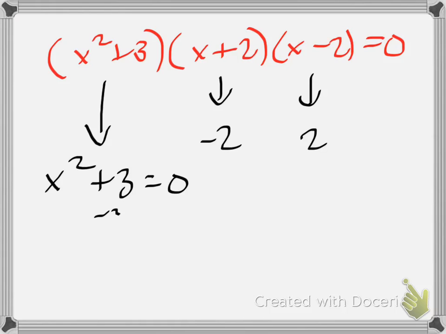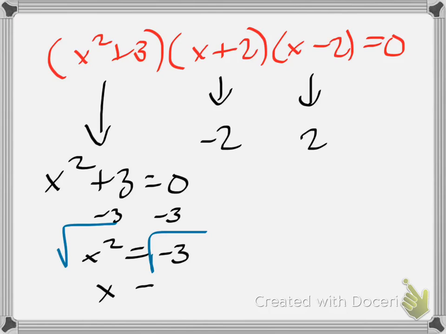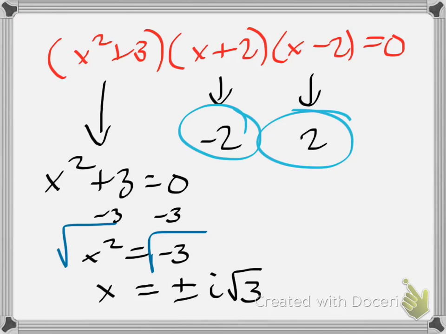So I would start by subtracting 3 from both sides. So x squared equals -3. Now to solve, I can take the square root of both sides. And our answer would be x equals plus or minus i square root 3. So, again, I told you your highest degree is 4, so I should get 4 answers. So here's one answer, there's a second answer, and this right here represents 2 answers. So there's my total of 4.